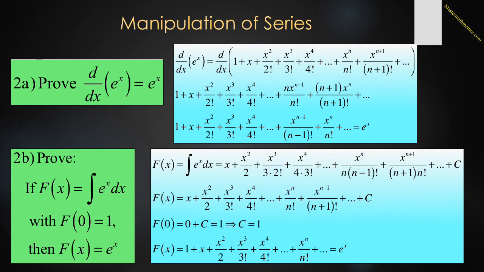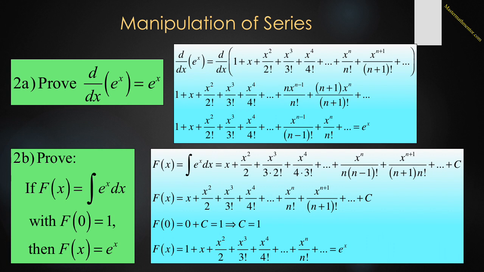So f of x is equal to the integral of e to the x dx, and using our definition above of e to the x, we get x plus x squared over 2 times 1, plus x cubed over 3 times 2 factorial plus x to the 4th over 4 times 3 factorial plus dot dot dot plus x to the n over n times n minus 1 factorial plus x to the n plus 1 over n plus 1 times n factorial plus dot dot dot plus c.